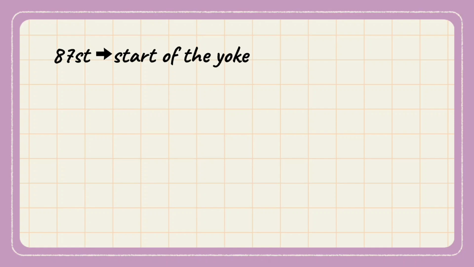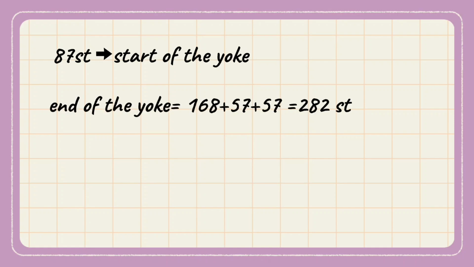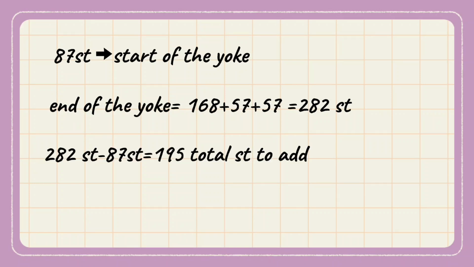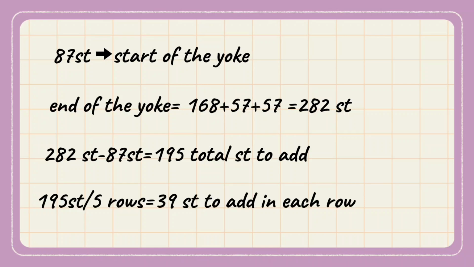To get the end of the yoke, we need to sum the number of stitches of the chest and the number of stitches of the 2 armholes to get the total number of stitches our yoke is going to be at the end. And if we subtract from this number the starting stitches, we will get the number of stitches we need to add during our yoke. I'm going to do my increases in 5 rows, so dividing the stitches to add by 5, I'm going to get the number of stitches I need to add in each row.